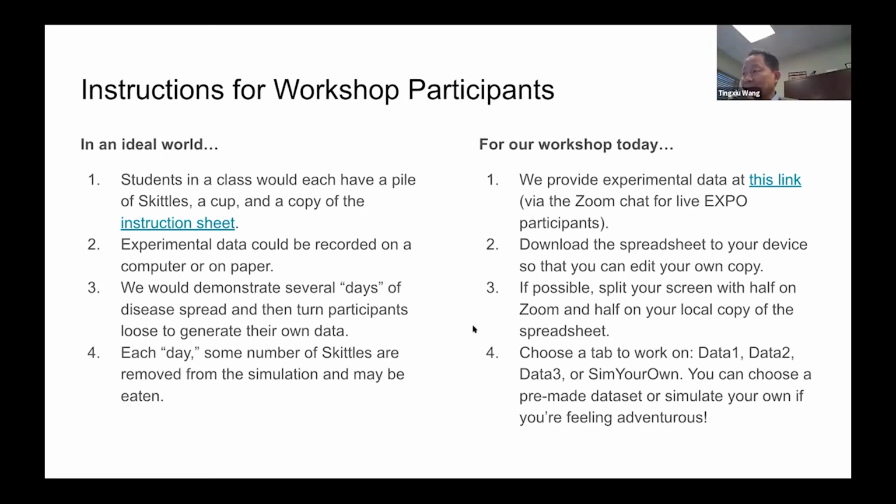Within that spreadsheet, there are 4 tabs that you might want to choose. Data 1, data 2, and data 3 are just the results of 3 different Skittle toss simulations that we did. We tossed, I have my Skittles here. And then Sim Your Own is randomly generated through Excel. Everyone will get their own actually unique data. So data 1, 2, and 3 are a bit simpler. There's instructions on Sim Your Own on that tab. Choose one of them, choose your own adventure.